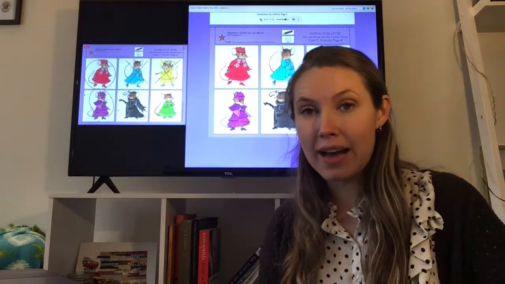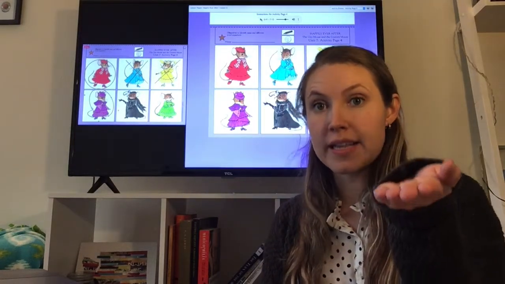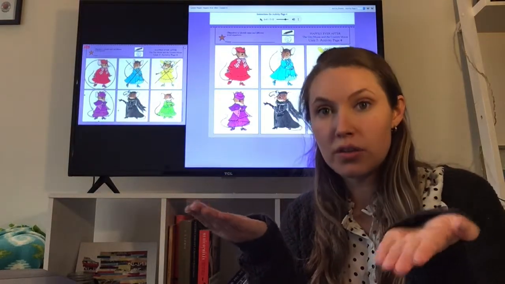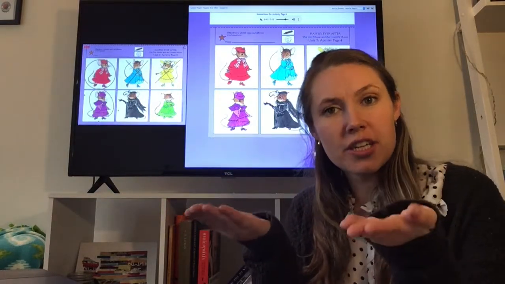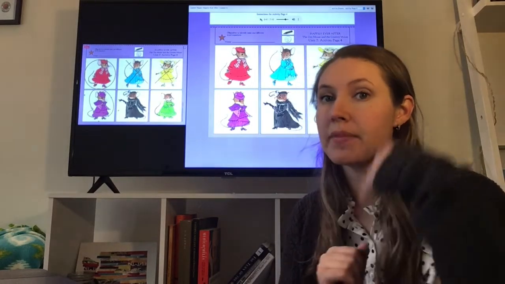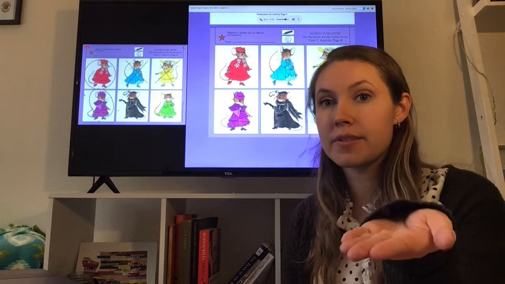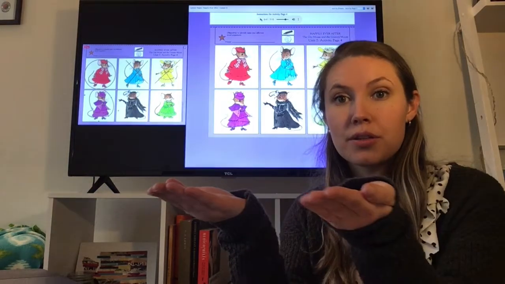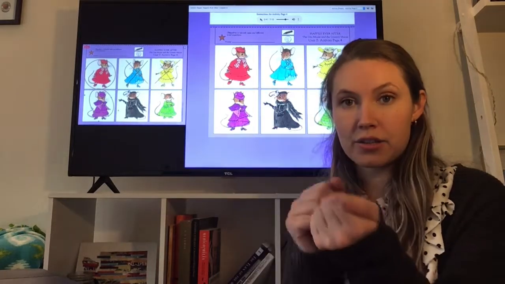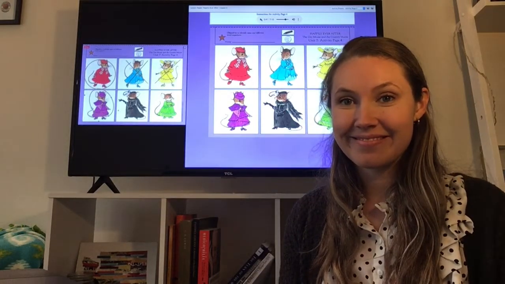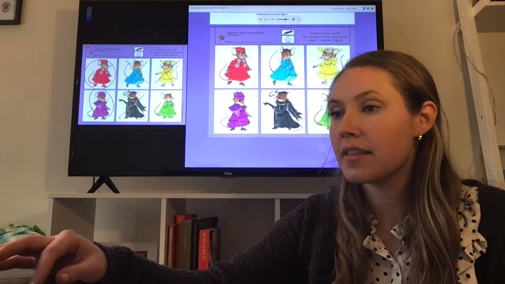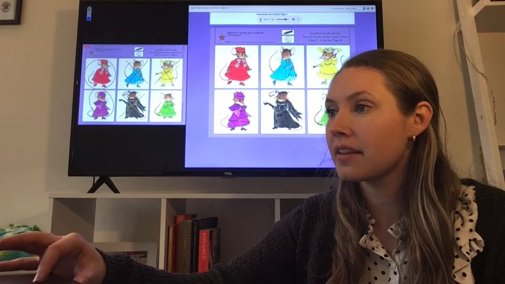Okay, so the mouse in the black dress said, noise, house. And then she said, house, noise. Did she say the words in the same order? Let's listen one more time. Noise, house, house, noise. So are we going to circle her or put an X over her? We're going to put an X over her. She did not say the words in the same order. Let's listen if we're correct.